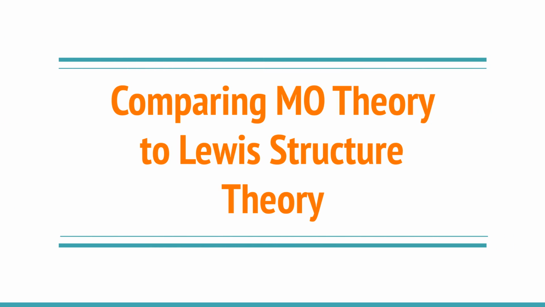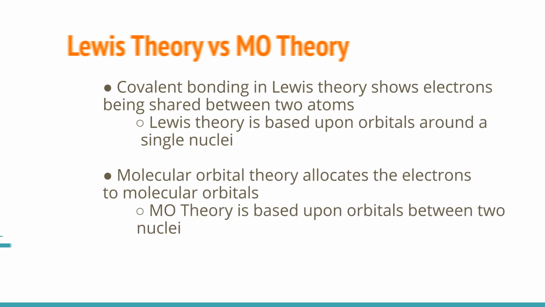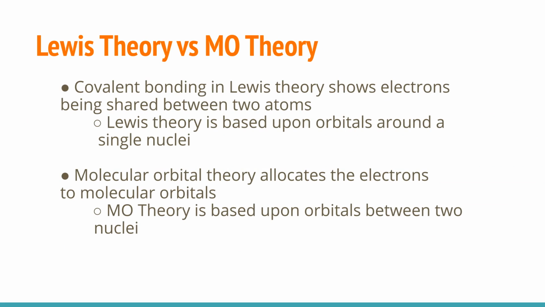Comparing MO theory to Lewis structure theory. Covalent bonding in Lewis theory shows electrons being shared between two atoms. Molecular orbital theory allocates the electrons to molecular orbitals. Lewis theory is based upon orbitals around a single nucleus, whereas molecular orbital theory is based upon orbitals between two nuclei. This means that molecular orbital theory takes into account the interaction between the two nuclei.